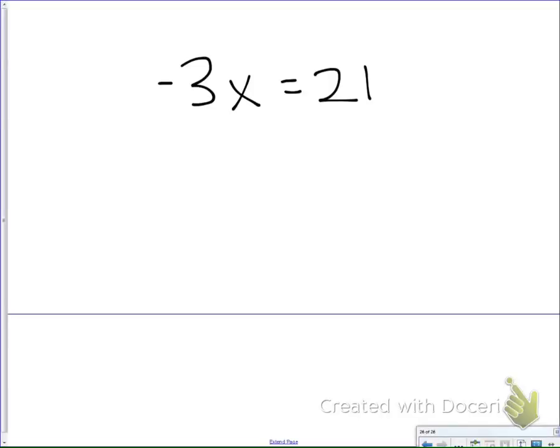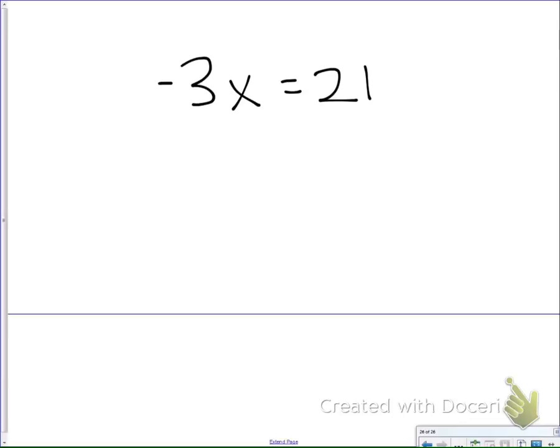Okay, so I want to talk about one-step equations again, but today we're going to look at multiplication and division. All we're going to be looking at is how to undo our division and our multiplication problems. So the first one I want to look at is this problem here. We have negative 3x equals 21.